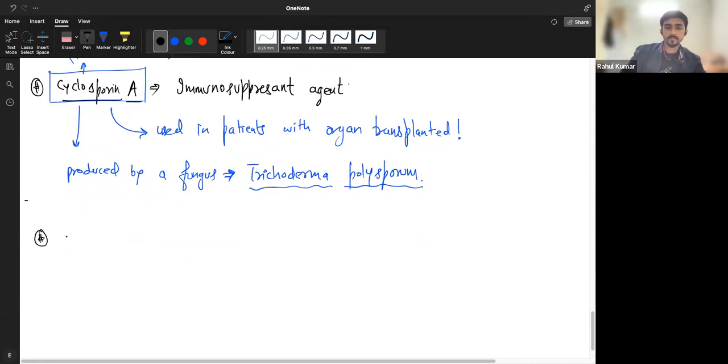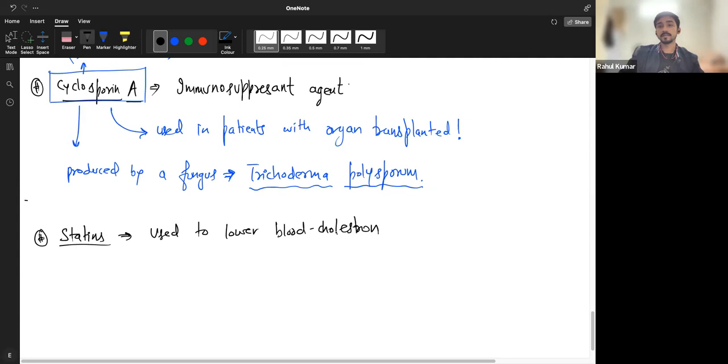Another thing that you should know is statins. Anyone knows what is statin? Statins are another bioactive molecules which are used to lower blood cholesterol level. Someone who has very high blood cholesterol, so cholesterol is of two types, high density and low density. Low density cholesterols are mostly bad cholesterols. HDL, which is high density lipoproteins or high density cholesterol, is the good one. So our body needs cholesterol. Statins are used to lower blood cholesterol levels.